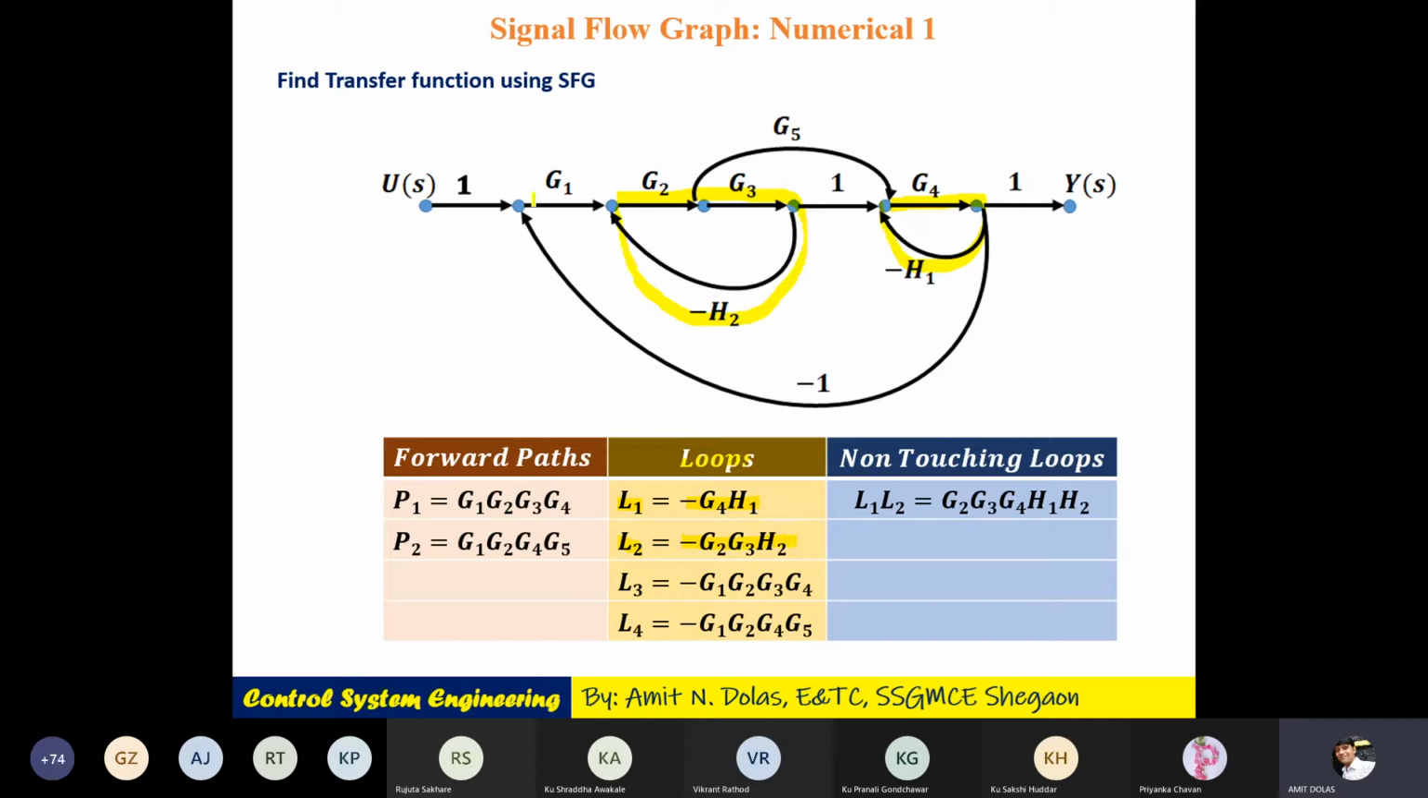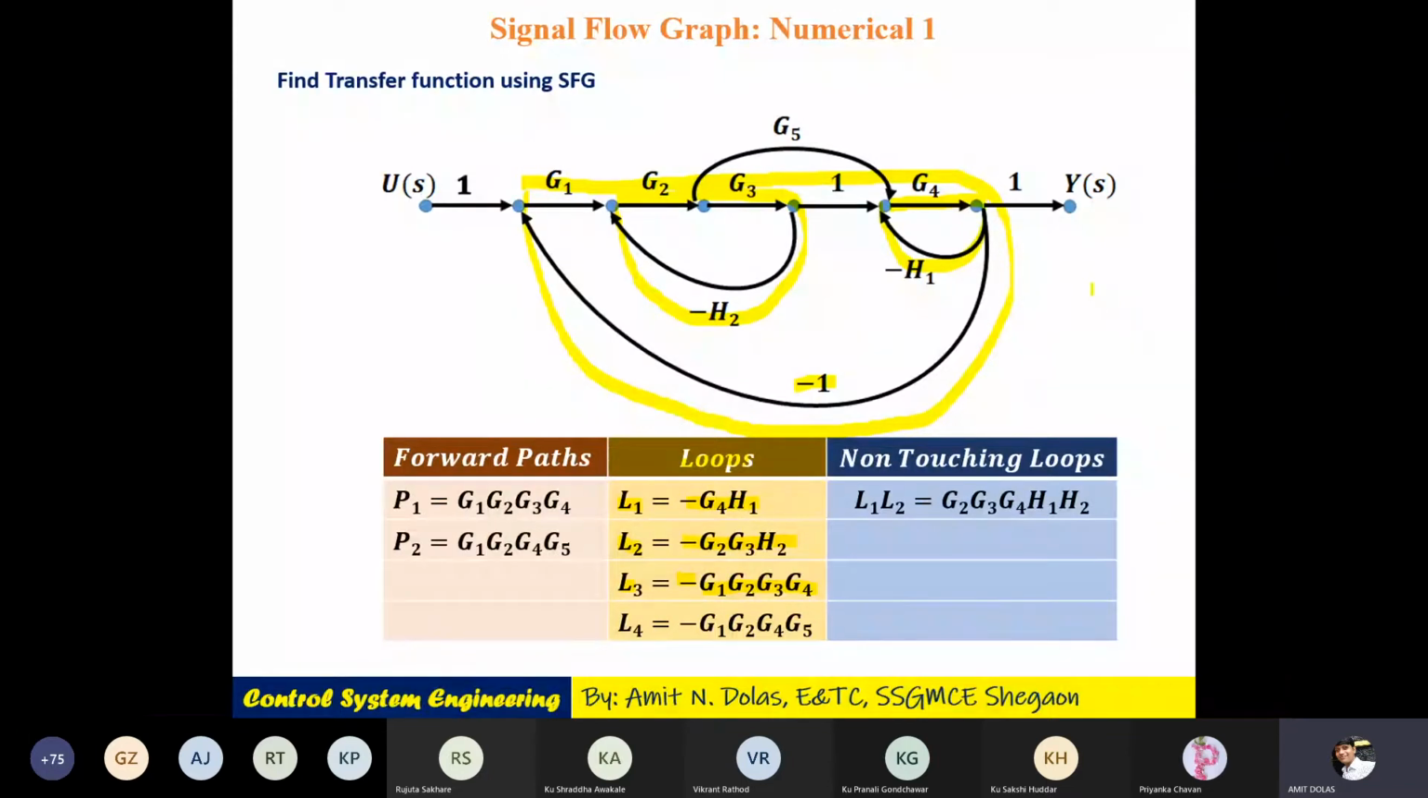Then let's go for loop 3. You can see G1, G2, G3, 1, G4 and minus 1. This is your loop 3. The minus 1 sign has come and it is multiplied by 1, so nothing happens. So L3 is G1, G2, G3 and G4, and because it is multiplied by minus 1, there is a minus sign.